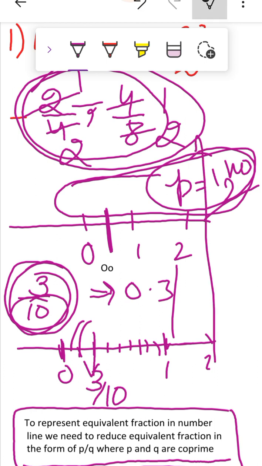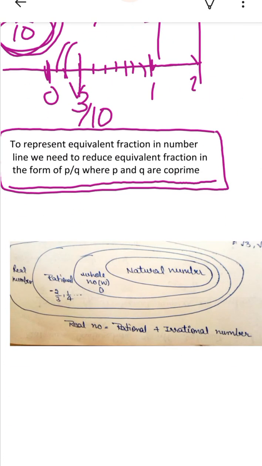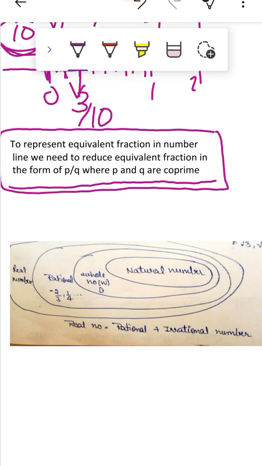Now, what are natural numbers and whole numbers? In the first exercise, it is given: is every whole number a natural number? See, all natural numbers are whole numbers, right? All the natural numbers are whole numbers, but it does not mean that all the whole numbers are natural numbers. Okay, now see the diagram.